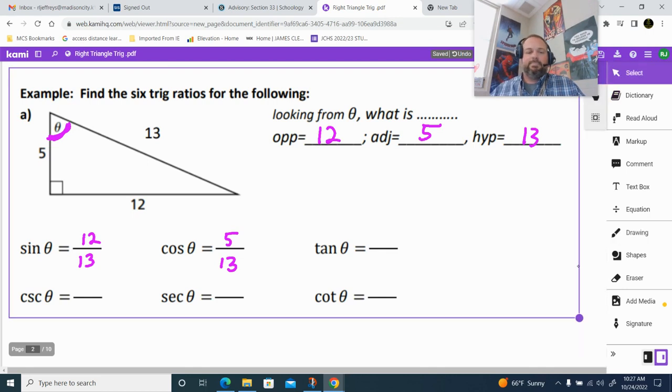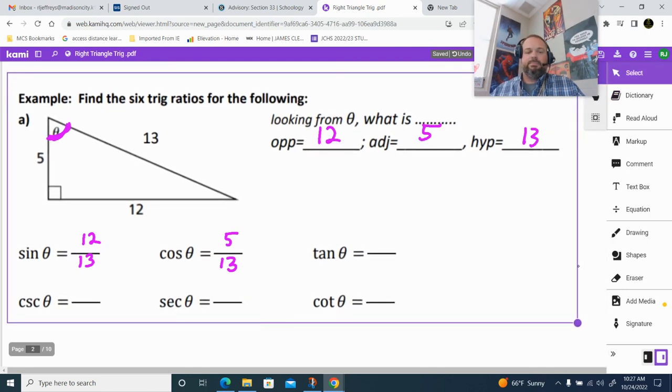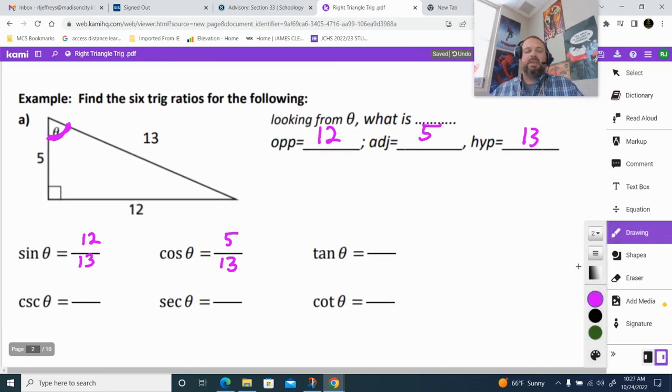Our tangent is our opposite over our adjacent. Well, this would be 12 over 5. Now, I know I don't have the definitions on this slide, but if you look up about maybe 1.5 to 2 inches from this problem on your handout, you would actually see those definitions.